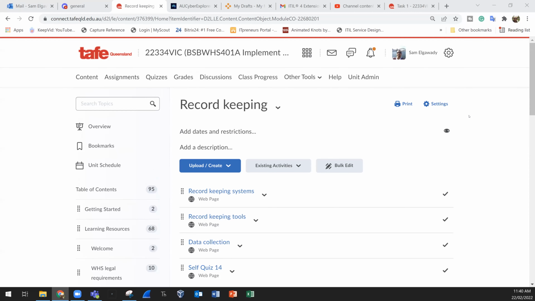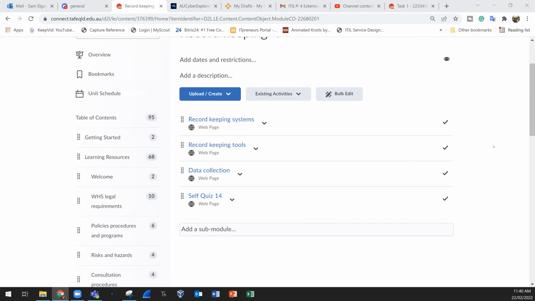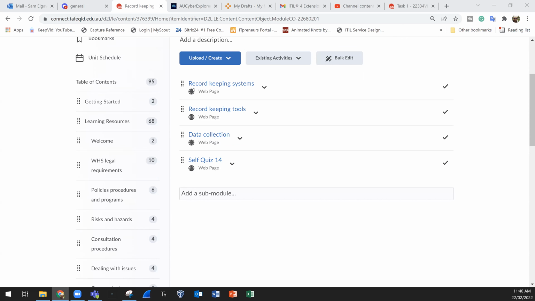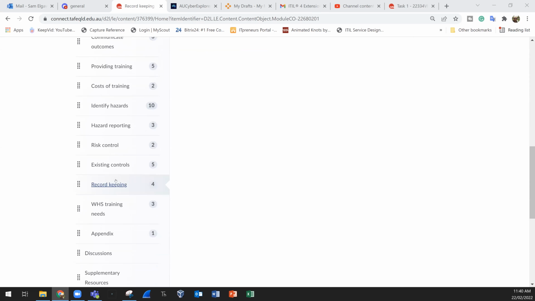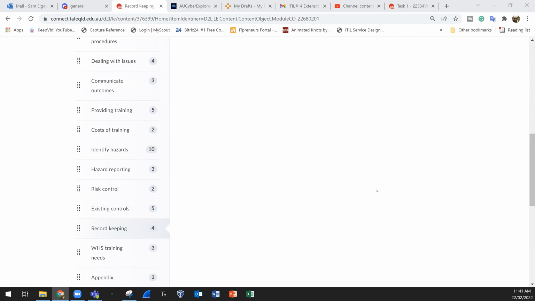So we are discussing record keeping from the unit BSP WHS 401, and the items we have here: record keeping systems, record keeping tools, data collection, then self-quiz as usual. You notice after record keeping, we will have the WHS training needs, then we have appendix, and this way we will finish the unit after we finish these topics.